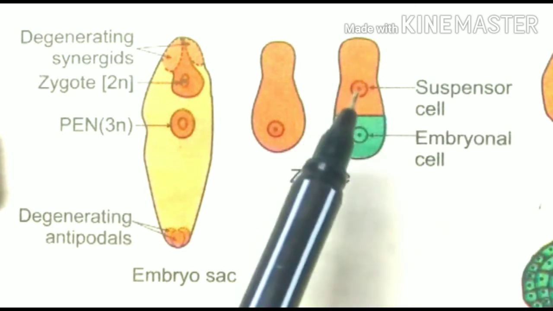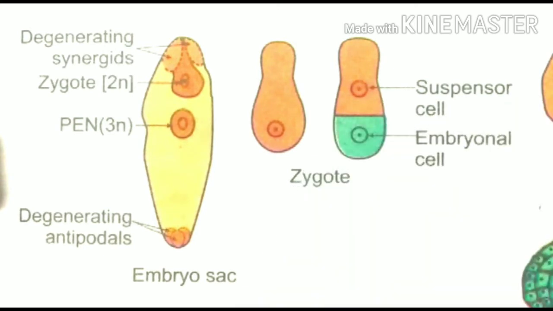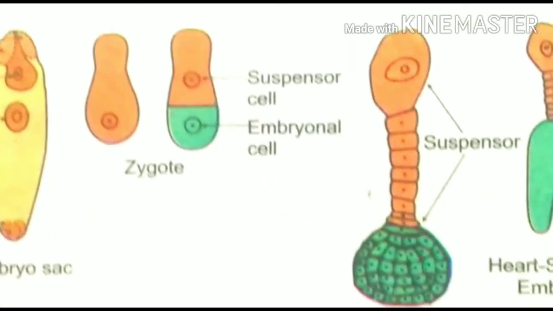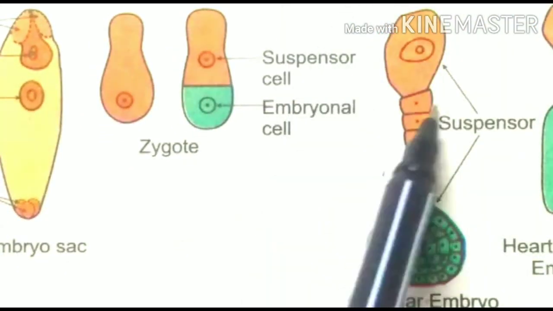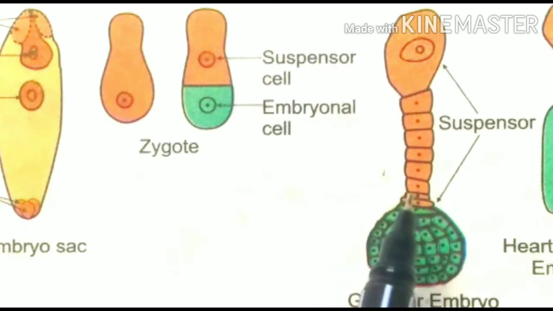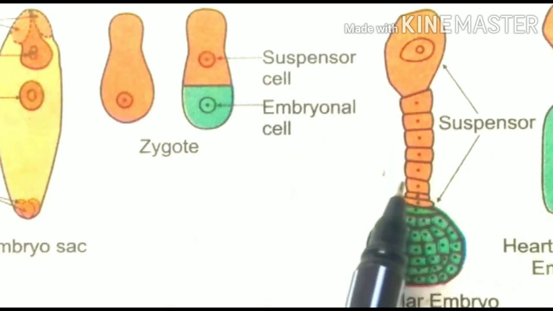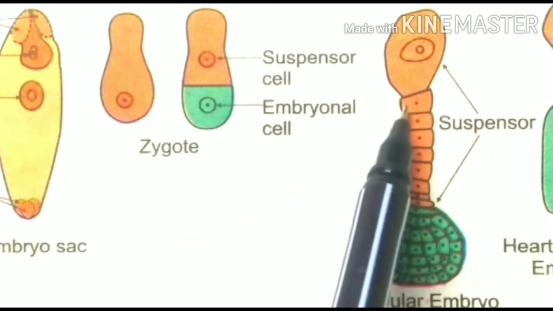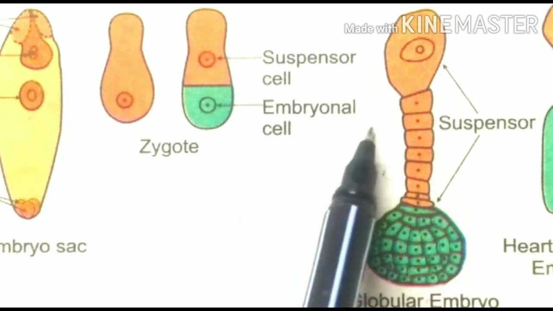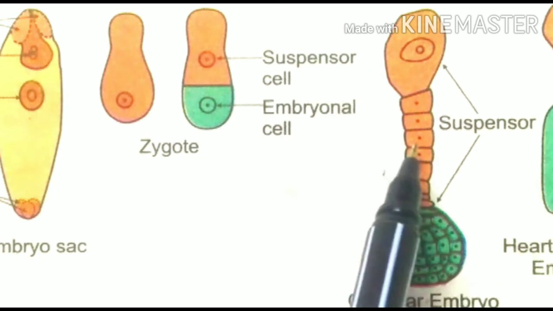So in the diagram we can see there is the suspensor cell and this is the embryonal cell. Now the suspensor cell divides and makes a row of 8 cells. These 8 cells make a line by which the suspensor deeply enters inside the endosperm for the absorption of nutrients for the developing embryo.